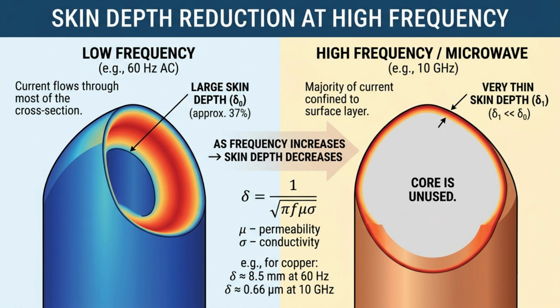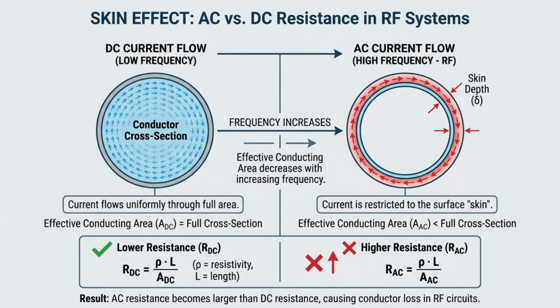Mathematically, skin depth decreases as frequency increases. This means that doubling or tripling frequency reduces the depth available for current flow. At microwave frequencies, only a very thin outer layer of the conductor may carry the majority of the current. Skin effect is one of the major sources of conductor loss in RF systems.